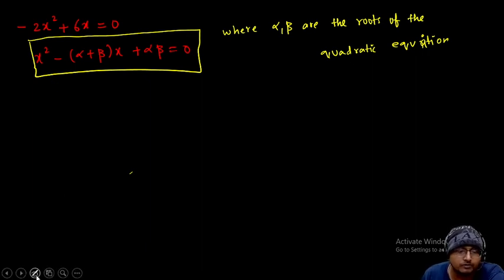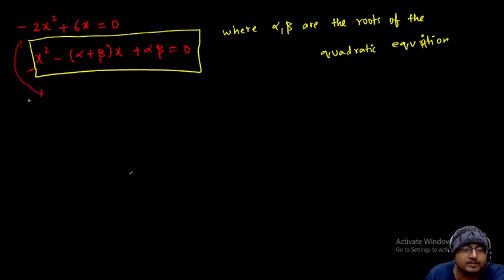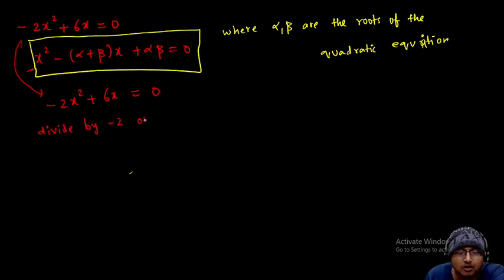So now what will we do? Let us compare both. First of all, the coefficient of x square should be 1. But here the coefficient of x square is how much? Minus 2x square plus 6x equals 0. So we will make the coefficient of x square as 1. So what will we do? We will divide by minus 2 on both sides.